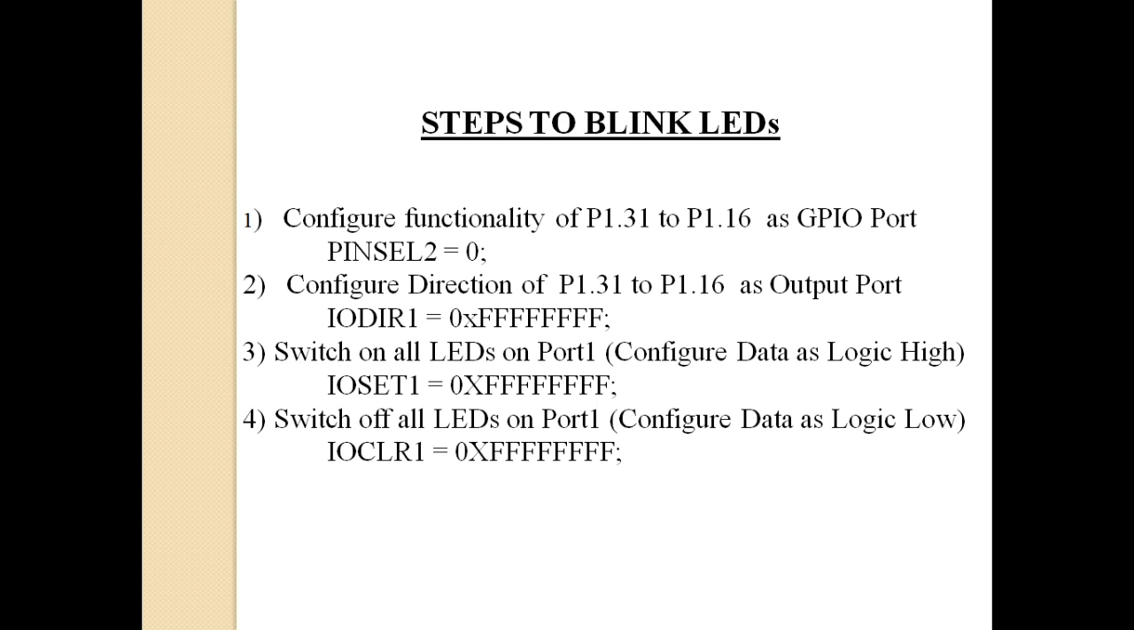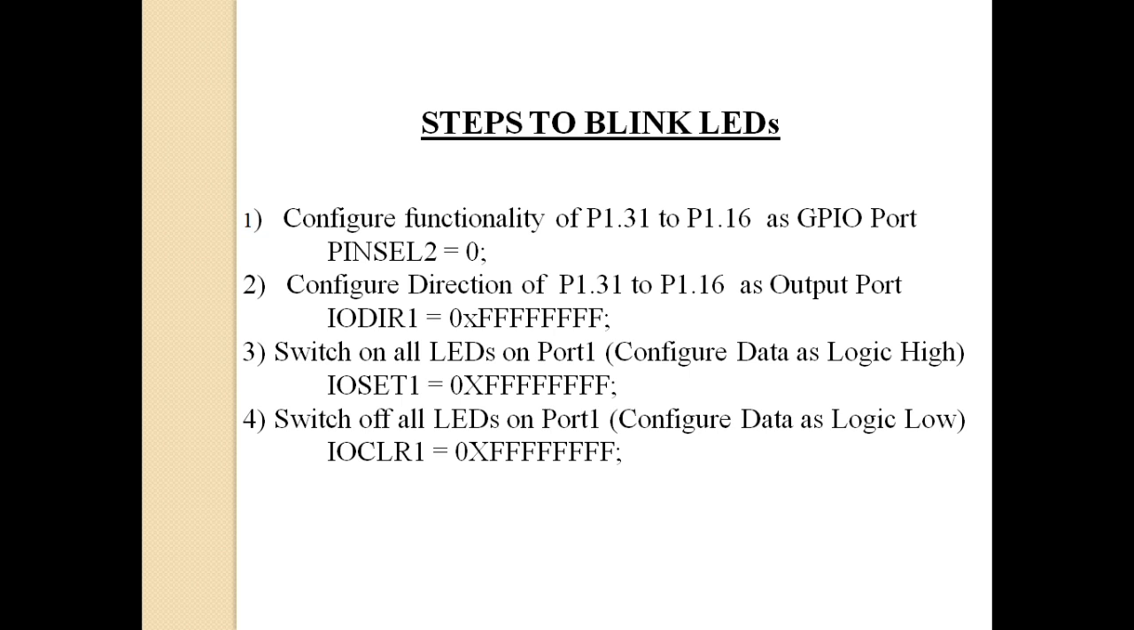So since I am connecting the LED or output device in my experiment, those pins, pin number P1.16 to 31 should be configured as output pin. Similarly, if you are going to connect a switch, that pin should be configured as input pin. Why? Because the switch is an input device. So when you are pressing a switch, you are giving a signal from the external world to the microcontroller. So in that case, that GPIO port pin should be configured as input, right?